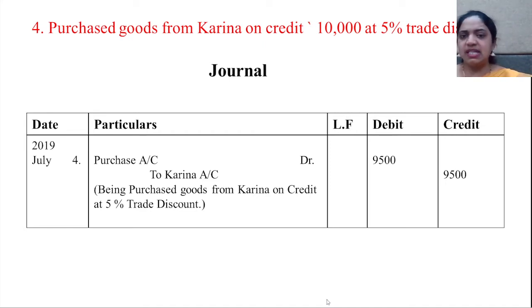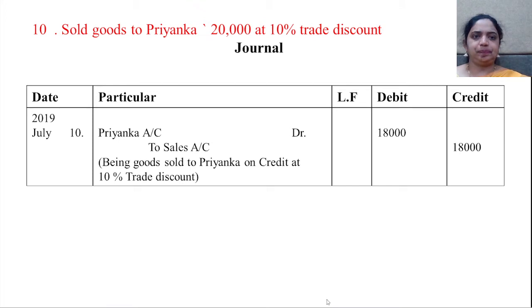Understood how to remove the TD? You have to do 10,000 into 5 upon 100. When you calculate like this, you will get the answer 500. This 500 should be deducted from 10,000. You will get the answer 9,500. That is your transaction dated 4. Got it, everyone? Next one we will see is date 10.